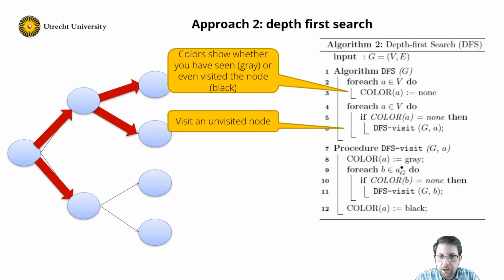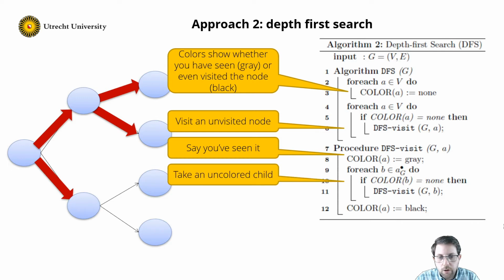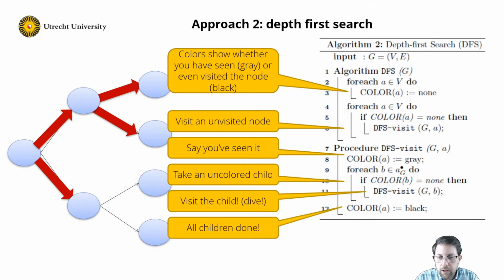So what do we do if we visit it? First we color it, and then we take an uncolored child, and we're going to visit that child. So this is the diving part. And once we've done this for all children, then we can color it black, and then we say it's done. Notice that we use a procedure rather than a while loop over some queue. This is because we want to dive. But the procedure also means that we have a stack. So we need to keep track of what we do with visits.